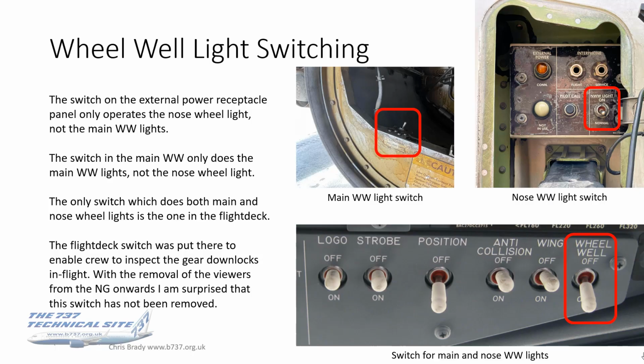And just to finish the point on this, the flight deck switch was put there to enable crew to inspect the gear downlocks in flight. But with the removal of the viewers from the NG onwards, I for one am surprised that this switch hasn't been removed, because it's kind of redundant. You don't need it in flight on the NG and the Max because you haven't got the viewers, and on the ground you can just switch the lights on individually at source with those two switches you see there in the wheel well and the external power receptacle. Anyway, it's still there. They've obviously forgotten about it.